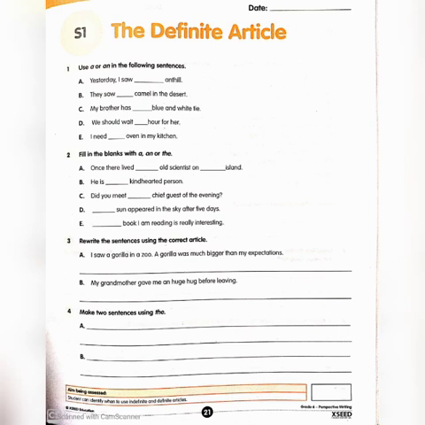Now question 3: rewrite the sentences using the correct articles. I saw a gorilla in a zoo. A gorilla was much bigger than my expectations. So how can we correct it? I saw a gorilla in a zoo. The gorilla was much bigger than my expectation. First time we used 'a gorilla', second time we used 'the gorilla'. My grandfather gave me a huge hug before leaving. So we will use 'a huge hug' because H is a consonant sound.